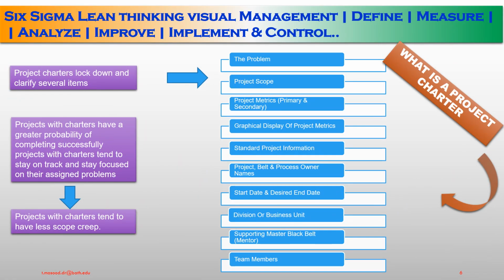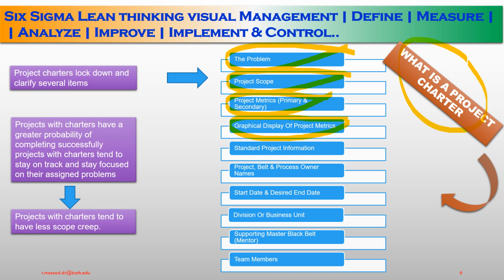Okay, in my earlier slide we discussed DMAIC, define, measure, analyze, improve and control mechanisms. Now we are going to discuss what a project charter is. The project charter locks down and clarifies several items in order to deliver required results. First, we need to know the problem statement. What's the problem? That is first. Second, what is the project scope or project boundaries, where you can work and where you cannot. Then number 3, project metrics, primary and secondary metrics. And then we need to demonstrate a graphical display of the project metrics, positive, negative, how its deviation is, in order to demonstrate its deviations.